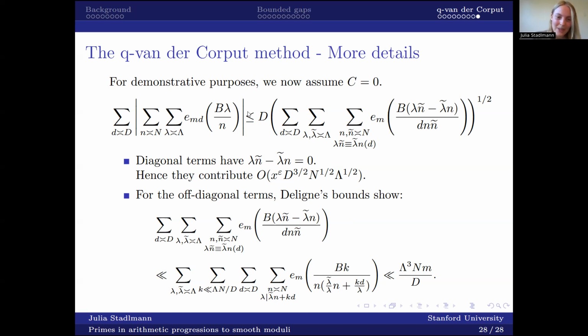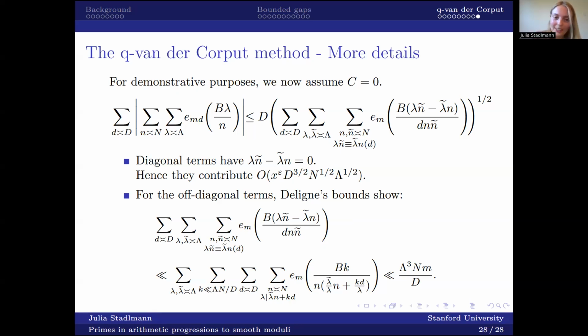So if we assume that c is 0, what we wanted to do is to bound the expression b lambda over n by d times m. And after applying the Q van der Corput method, the alternative argument, we get b lambda n tilde minus lambda tilde n over d times n tilde. And clearly something is a diagonal term if lambda n tilde minus lambda tilde n is equal to 0.